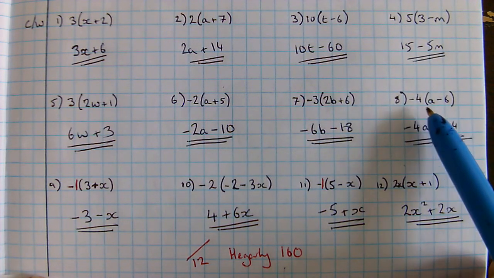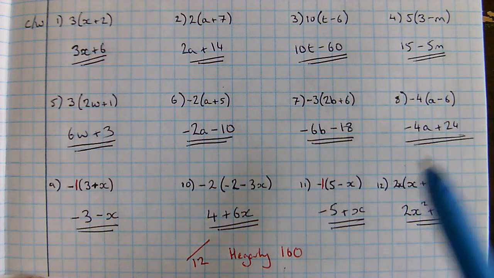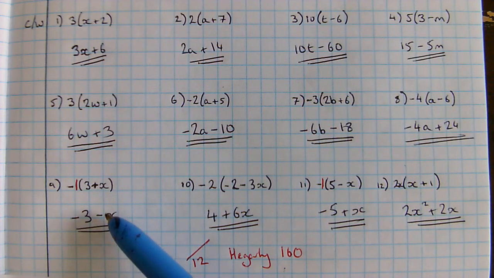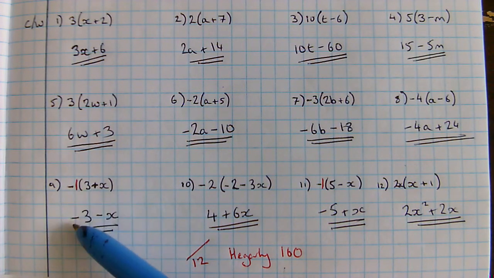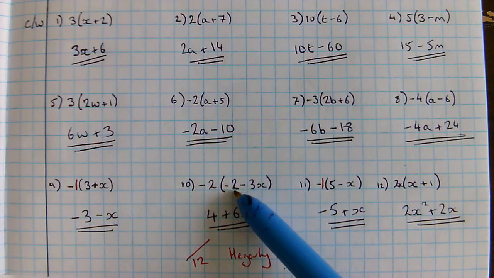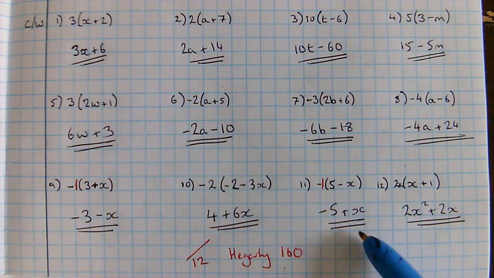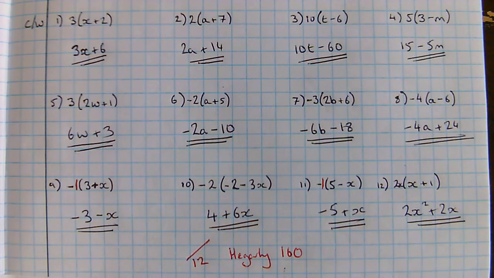Here I've got a negative times a negative. Negative 4 times negative 6 gave me a positive. Once we've got to our negative brackets, the signs swap over. So this positive 3 becomes a negative 3, this positive x becomes a negative x. Here the signs swap over and multiply by 2, so I've got 4 plus 6x, negative 5 plus x, and 2x squared plus 2x. Give yourself a mark, please, out of 12.